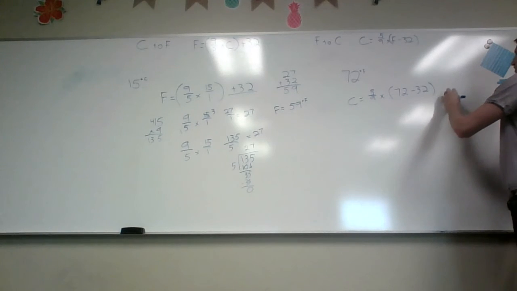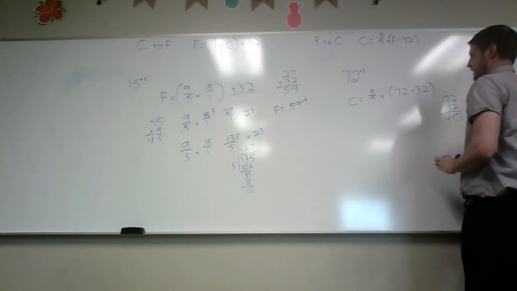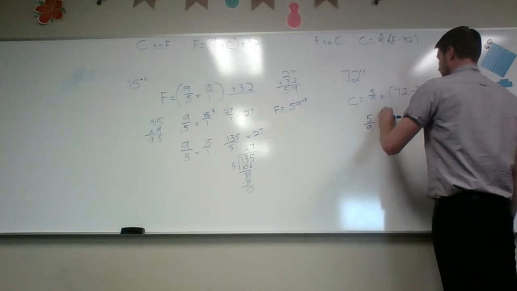So 72 minus 32, 2 minus 2 is 0, 7 minus 3 is 4. So I'm going to get 40. So I'm going to end up with 5 over 9 times 40.